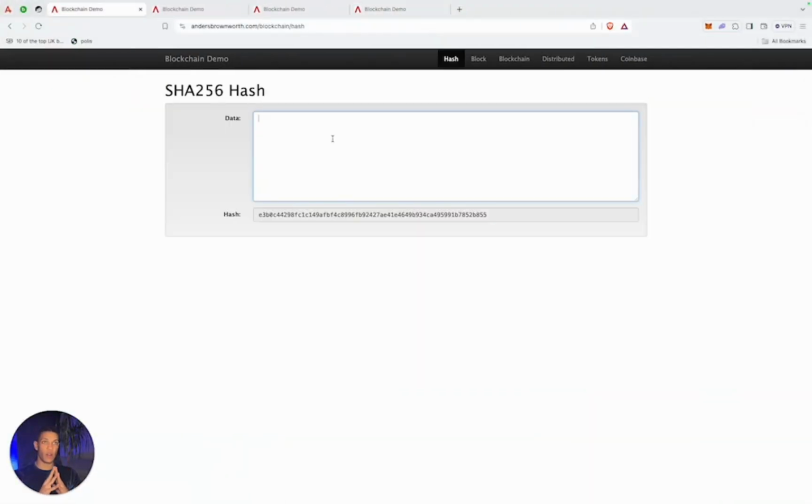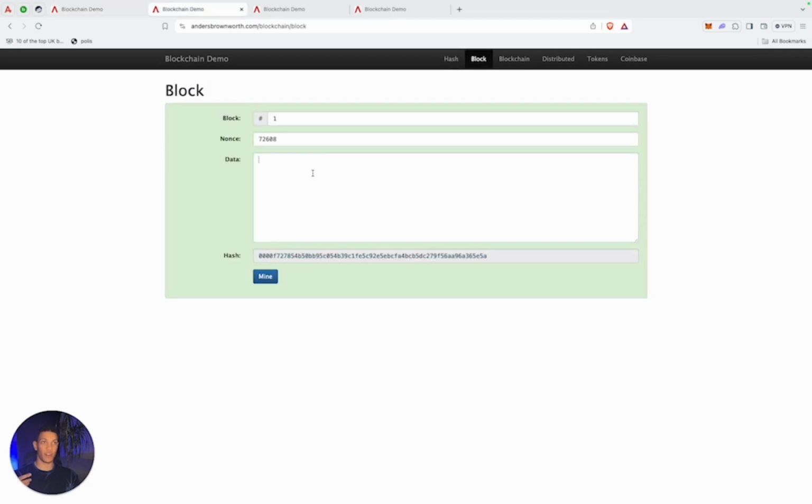Let me explain what a hash is. The hash is simply any data which is being hashed or encrypted by this secure hash algorithm of 256 bits. So let's get a full understanding of what the block is. This block is not in a blockchain, so as you can see, we have just one hash.